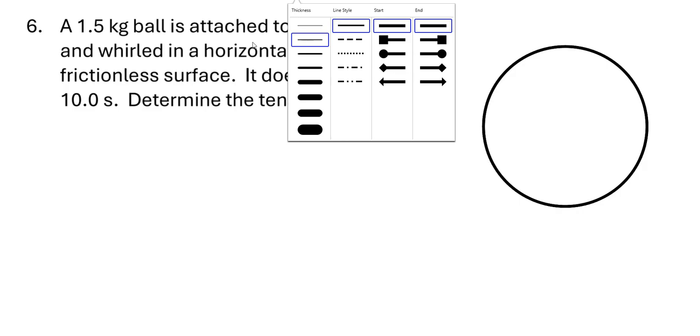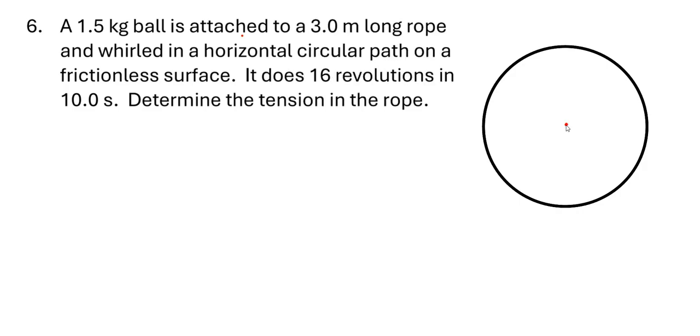Let's go red. It's a 3-meter long rope, so our radius, we could draw it in any direction, is going to be 3 meters. And it's a mass of 1.5 kilograms. And we're also given some information about 16 revolutions in 10 seconds. That's going to be helpful for us because we are going to figure out the frequency here. I knew it was an F.